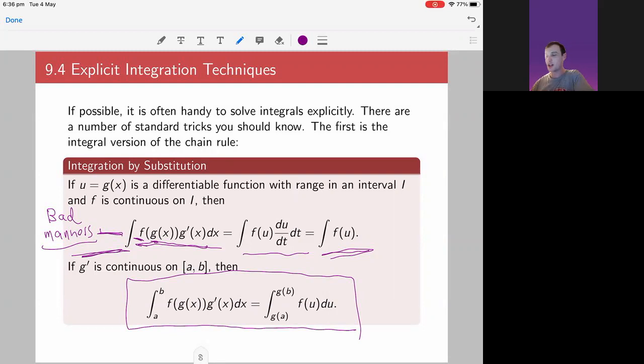If you happen to have, again, let's say we're trying to integrate this, except this time we know explicitly upper and lower bounds, then this integral can be expressed as the integral from g of a up to g of b of f of u du. So integration by substitution is basically just the opposite of the chain rule. Chain rule tells you how to differentiate chains of functions. Integration by substitution tells you how to undo that process.